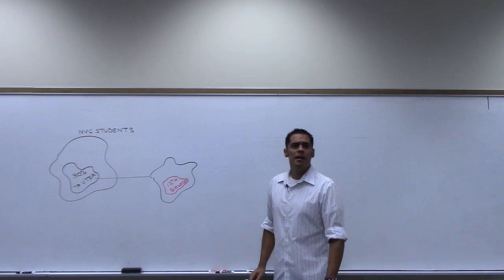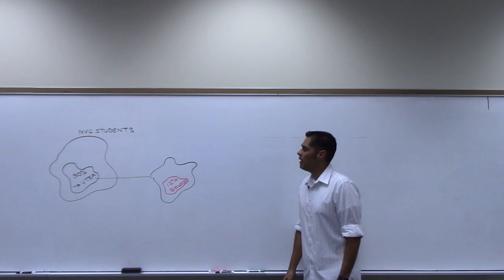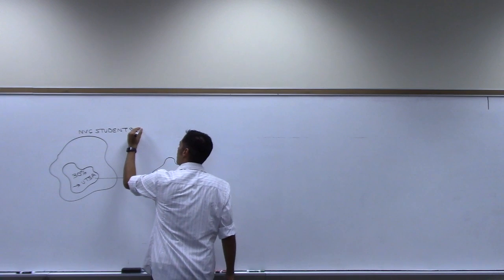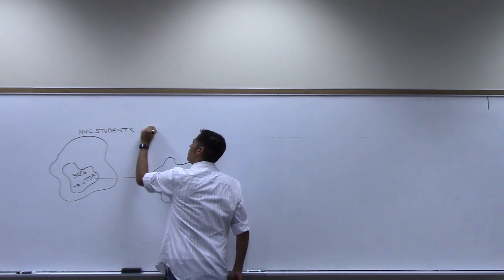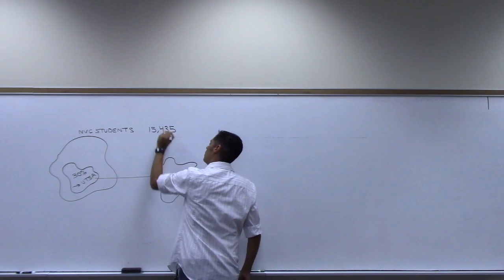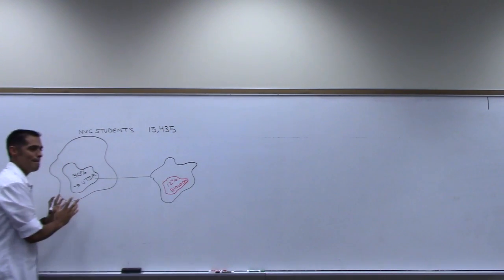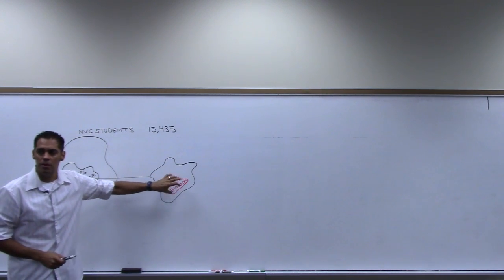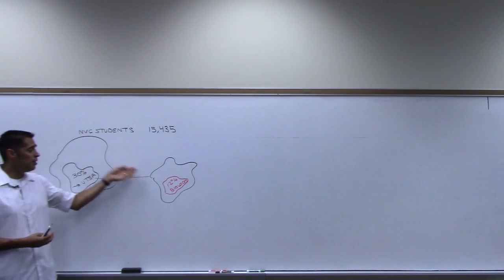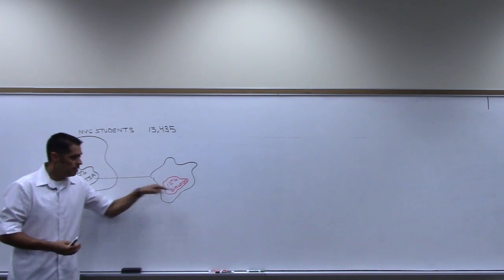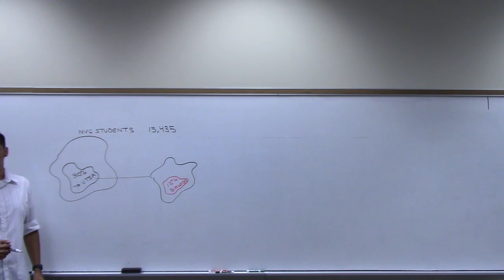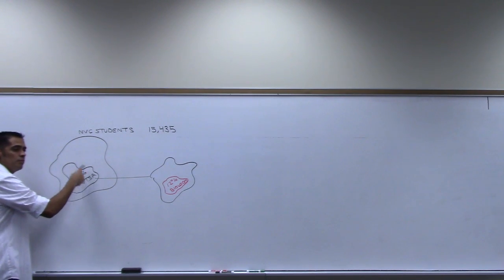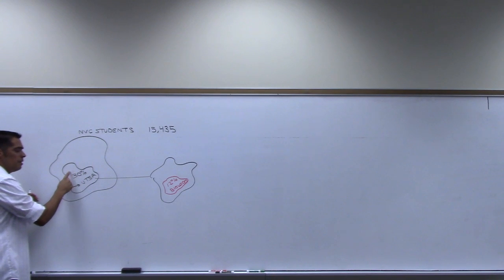And then they say, if there are 15,435 students at Northwest Vista College, that means this whole group right here, all of them, was this big group. We want to know how big that group is. We want to know the number of students that transferred to UTSA and went into biology. Let's first figure out how big this group is. How do you determine this group?